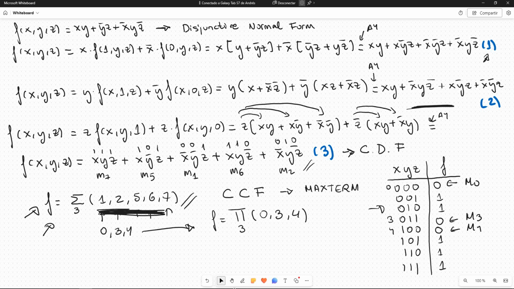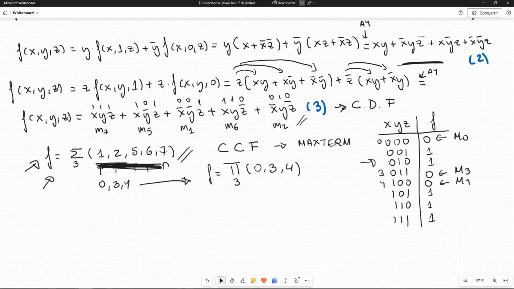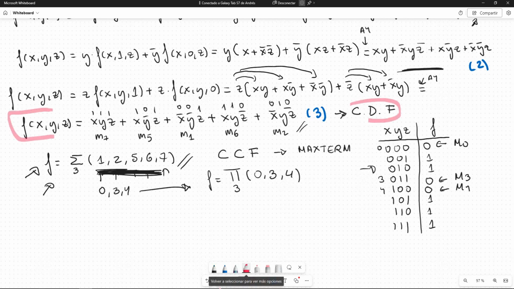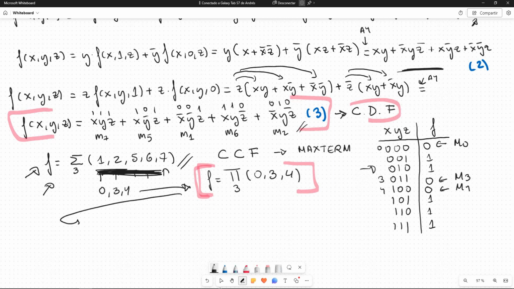So let's continue. Just a thing, we have this function in its canonical disjunctive form, and in its canonical conjunctive form. I'm going to write algebraically the canonical conjunctive form using its compact way. So we are going to have 3 max terms.